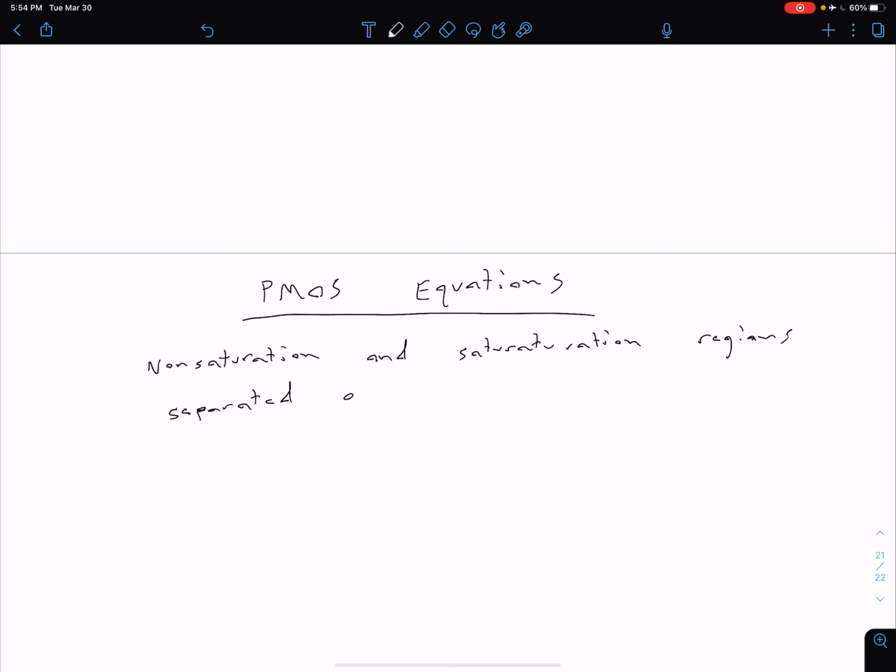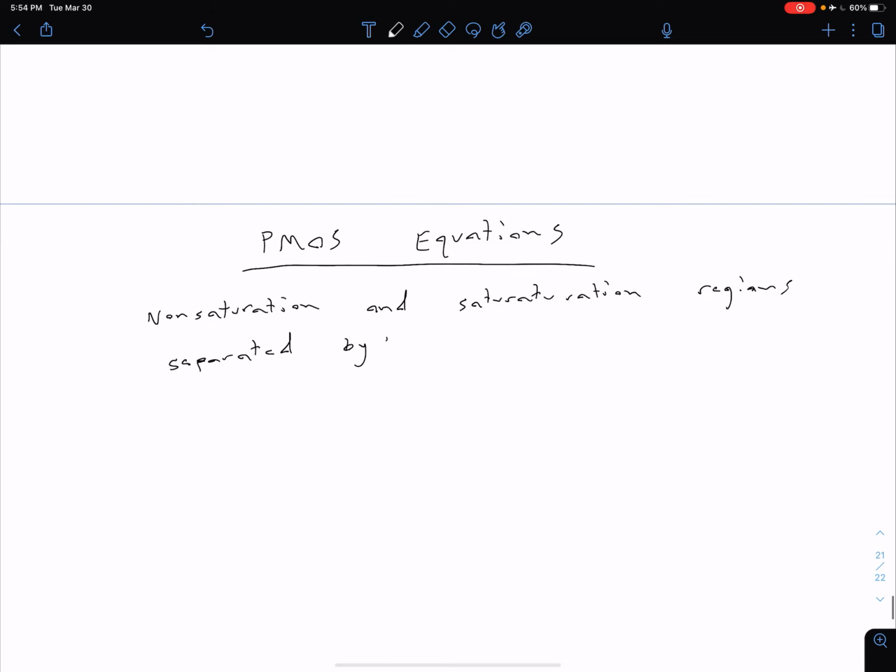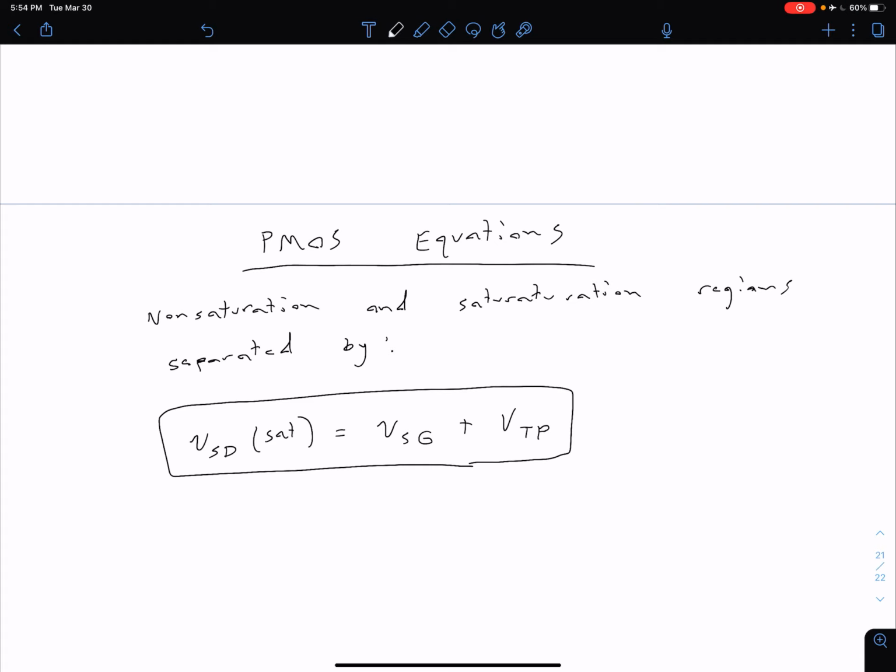Which are going to be separated by this saturation source to drain voltage. So now because we have P channel, we have VSD as opposed to VDS. So VSD sat is going to be VSG plus our VTP. So again, we see our polarity is a little bit different. The big difference there is now we're adding that threshold voltage as opposed to subtracting like we did for our NMOS. Keep in mind, however, that for an enhancement mode device, that VTP is going to be a negative value, so the effect is still the same.